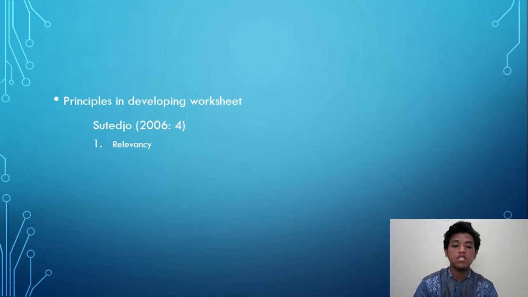Next is consistency. When the curriculum offers one material to learn, the thing that should be done by people is focusing on that. The last is sufficiency. The student's material should be sufficient to learn, helping the student to understand the knowledge.